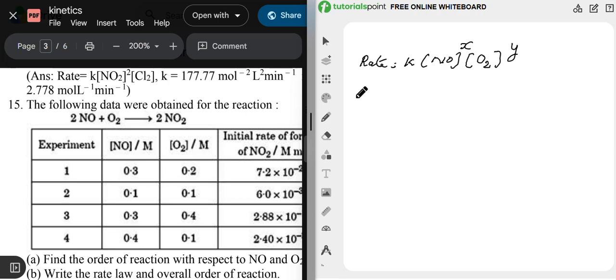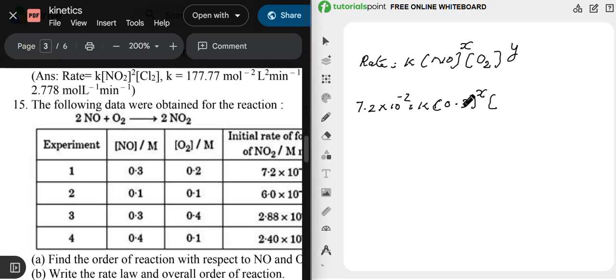So from the first equation, we can write the rate expression as: rate is given, 7.2 into 10 raised to minus 2, is equal to K into NO. Concentration of NO is 0.3 over here, so 0.3 raised to x, into O2's concentration, which is 0.2, so 0.2 raised to y. So this we can take as equation 1.